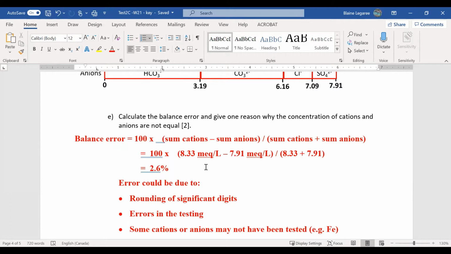And the last one is that sometimes we don't test everything, right? In this case, you can see iron hasn't been tested, or so we don't know. That could be a significant concentration of its ion in there.